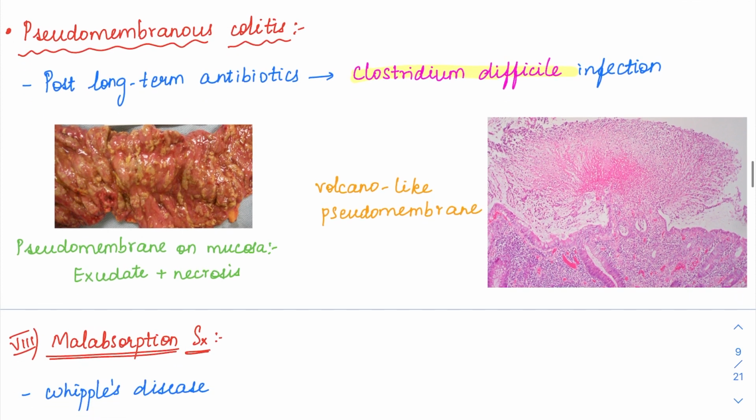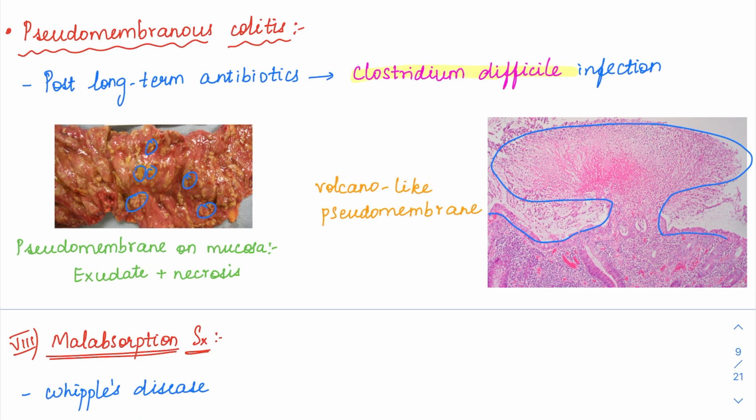Pseudomembranes on gross will appear like these yellow colored patches. These yellow colored patches are nothing but the pseudomembranes, which are composed of the necrosis and the exudate. So the exudative and necrotic lesion is called the pseudomembrane, which is seen on the mucosal aspect usually. Microscopically, this pseudomembrane is going to appear like a volcano or a mushroom. You can call it like that.